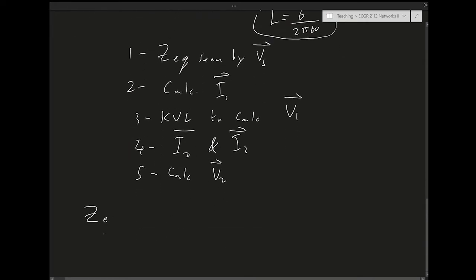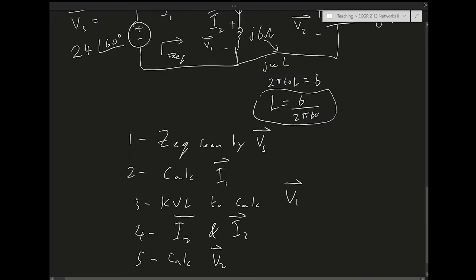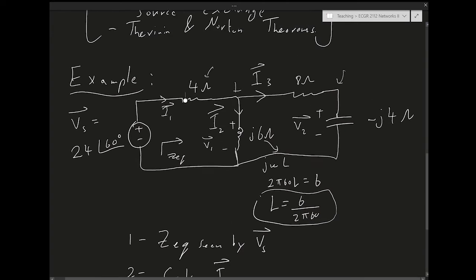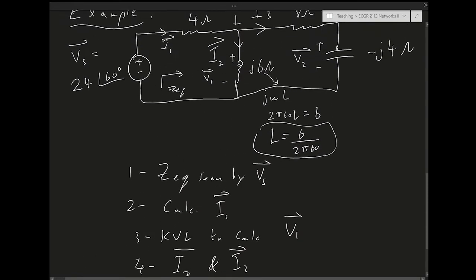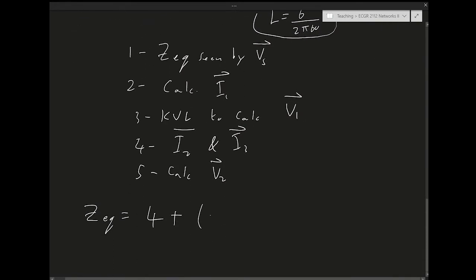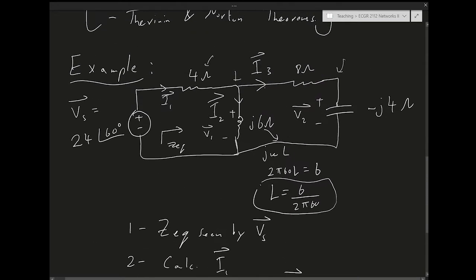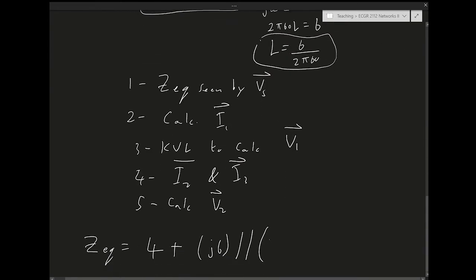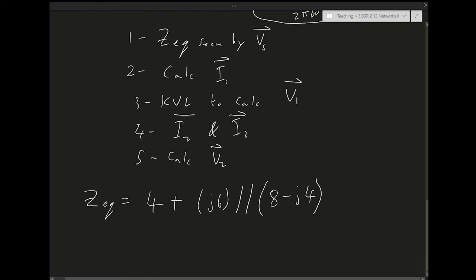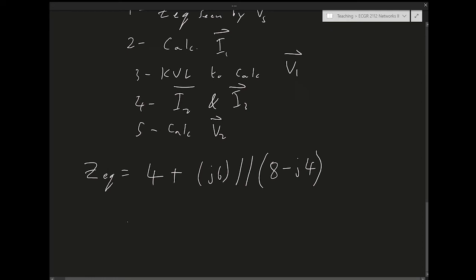What is Z equivalent? Z equivalent is 4 plus 2 parallel connections of impedances. So it's 4 plus, so we have two branches here. We have first J6, and J6 is in parallel with the second leg, this leg, which is 8 minus J4. So that would be the Z equivalent. We just calculate it now.